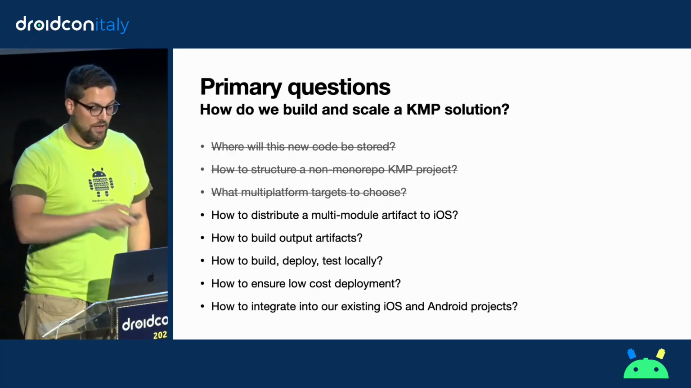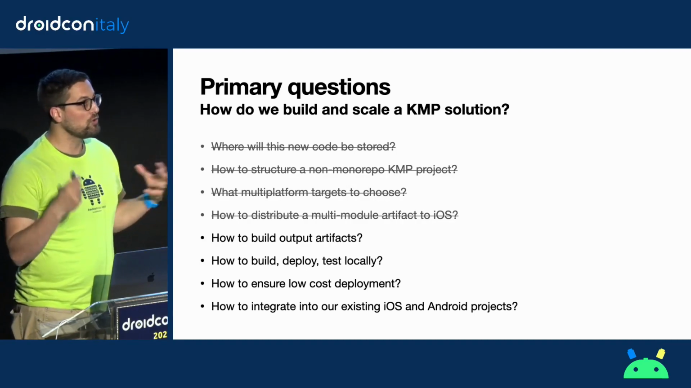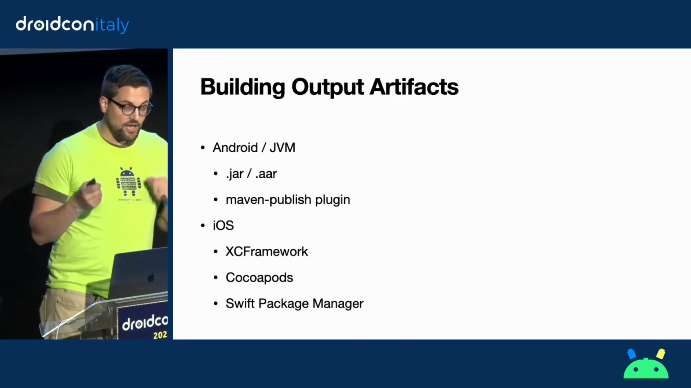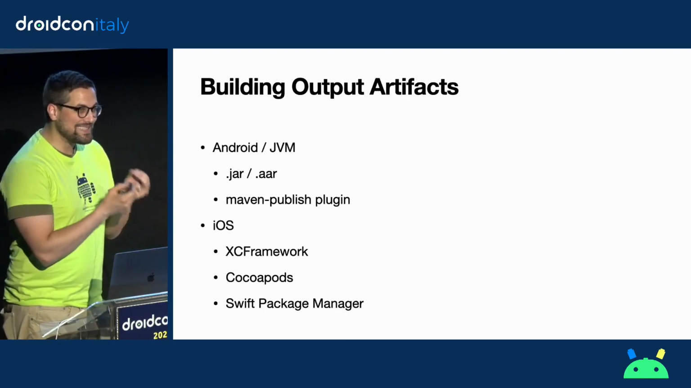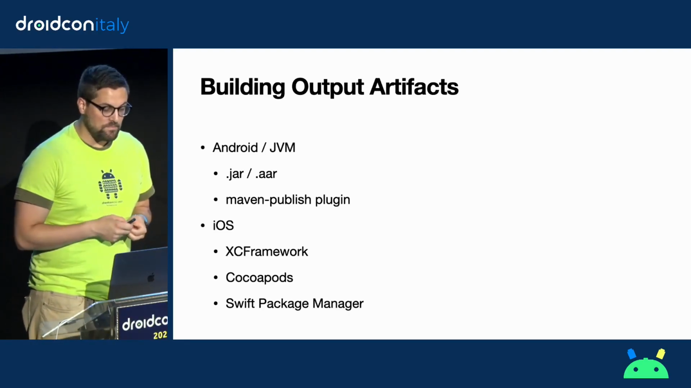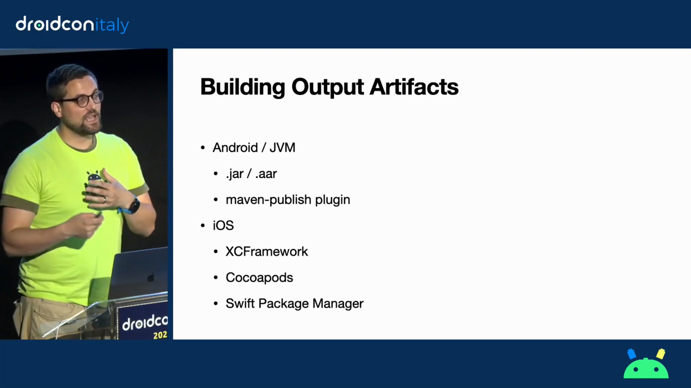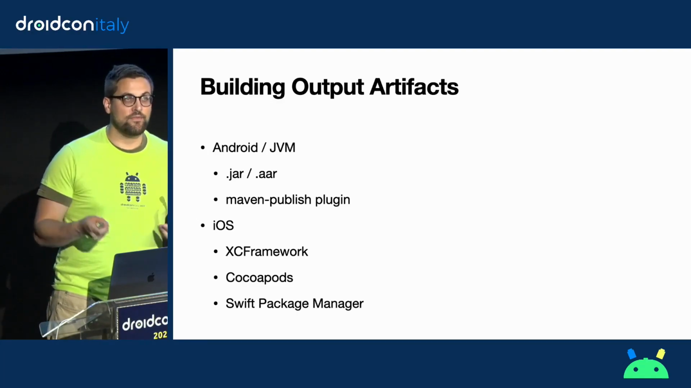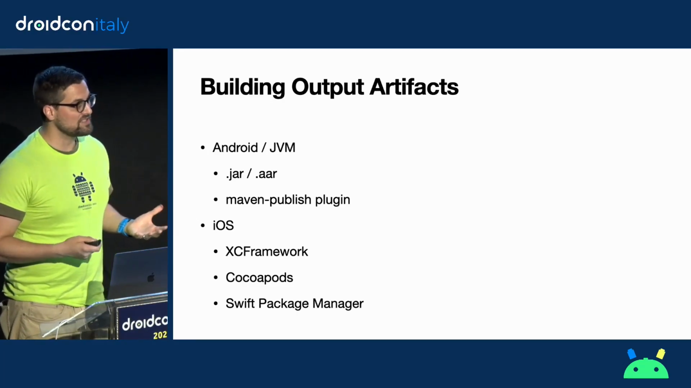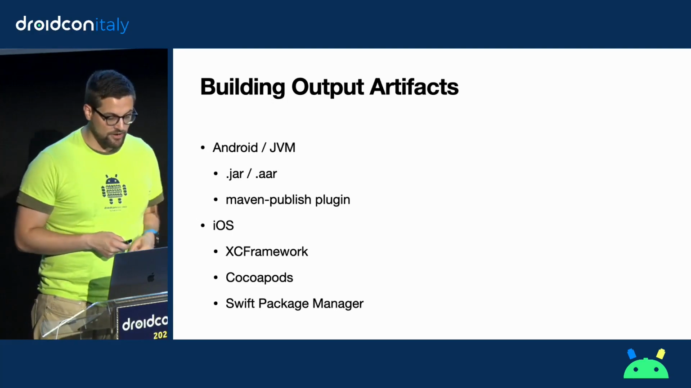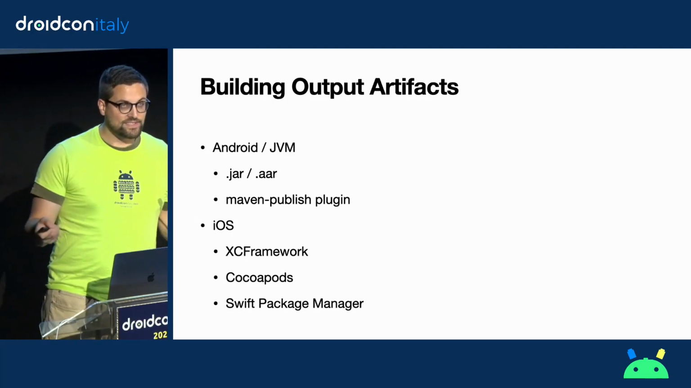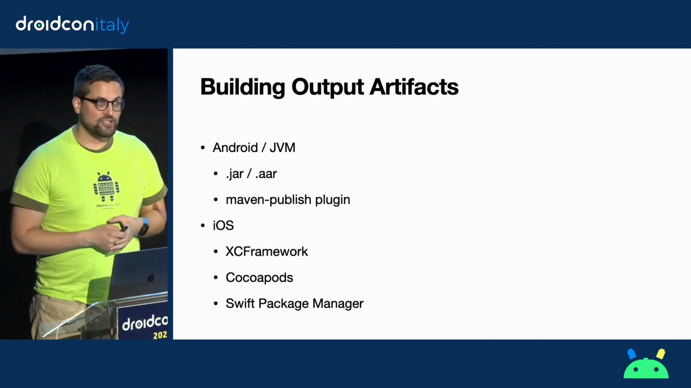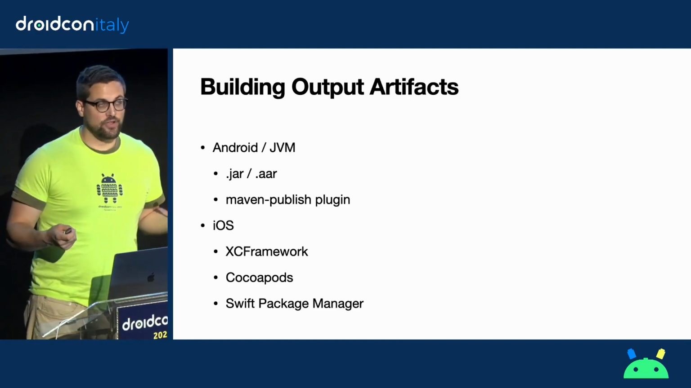Okay, so we now know how we can structure a multi-module project and how we can handle the outputs for all of those. Let's talk a little bit more about those outputs and how exactly we get access to them. On the Android side, the JVM side, we're working with AAR files and jar files, and we can use the Maven Publish plugin to do the heavy lifting for us in terms of actually publishing these artifacts to our local server. On the iOS side, we're generating an XCFramework, like I said, and I mentioned CocoaPods or Swift Package Manager for integration.